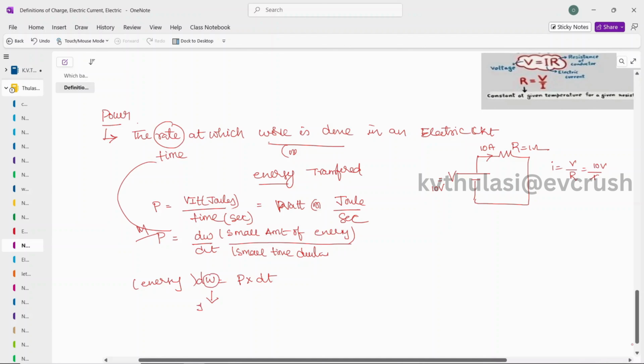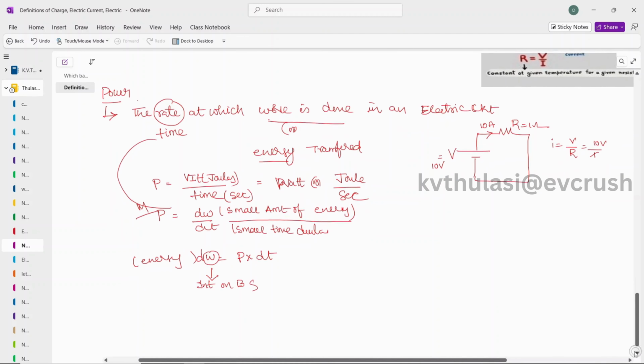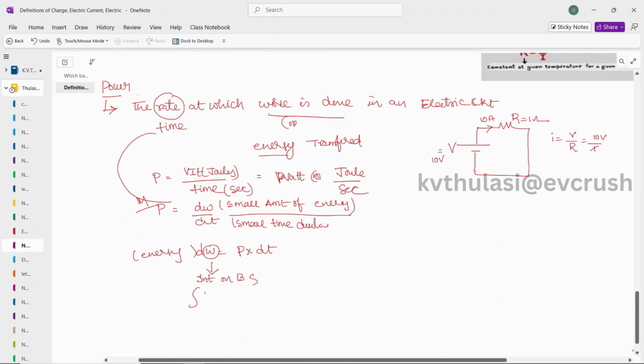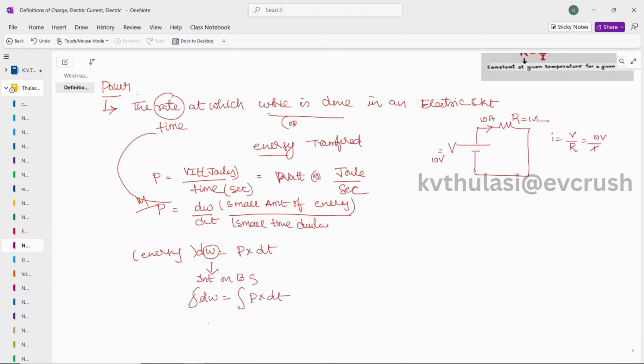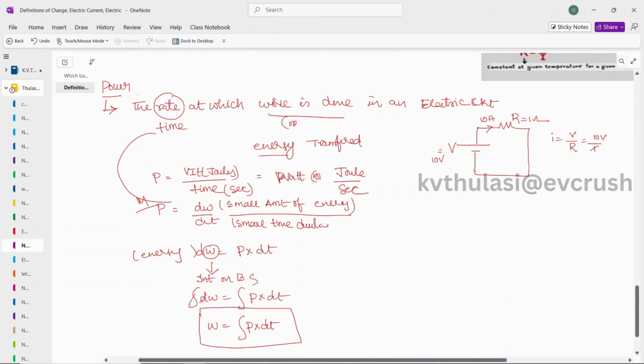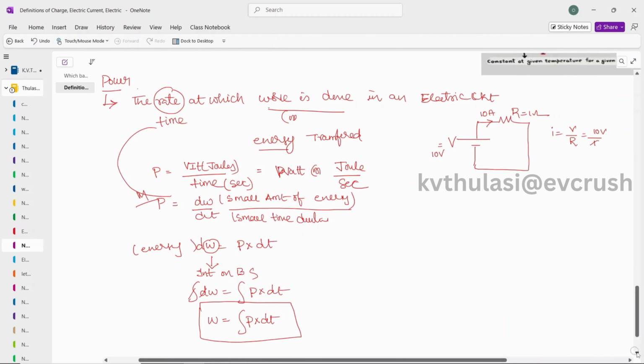So just try to integrate on both sides. When you integrate on both sides, it is the integral of dW equal to the integral of P into dt. The integral and differential will cancel out, then you get W is equal to the integral of P into dt. This is the formula relating power and energy. So energy is equal to the integral of power.